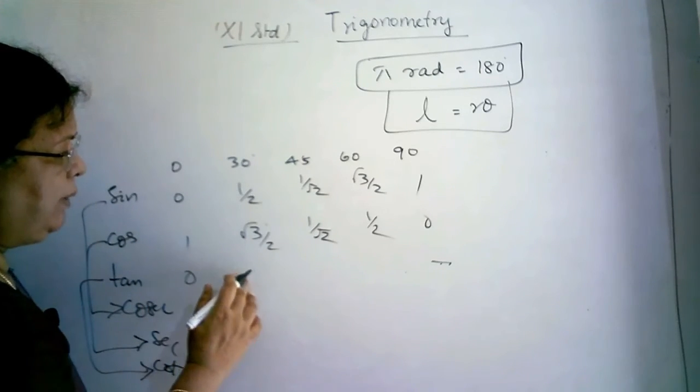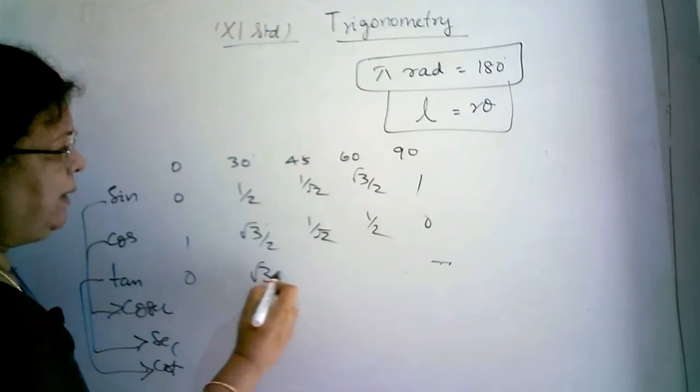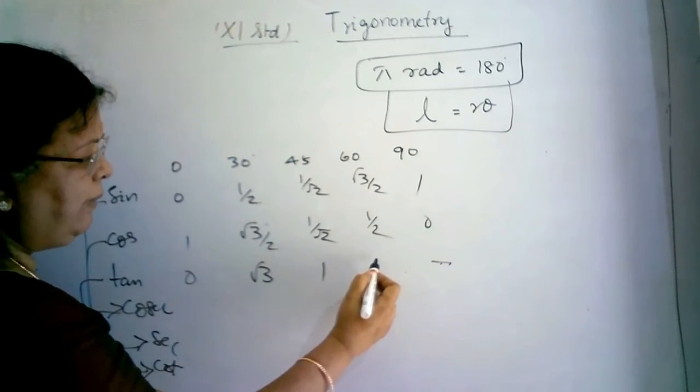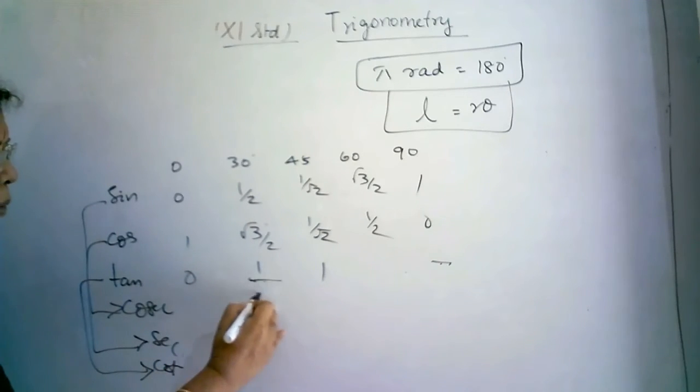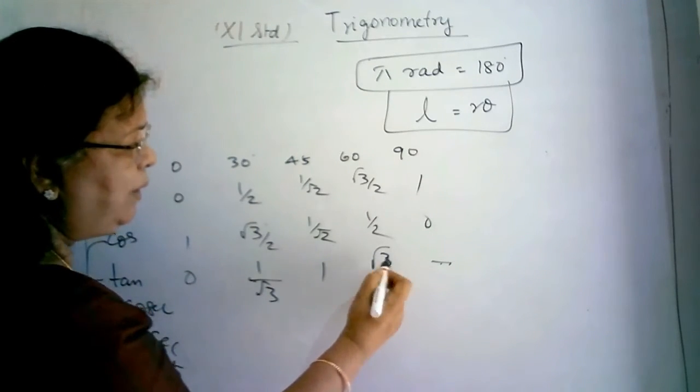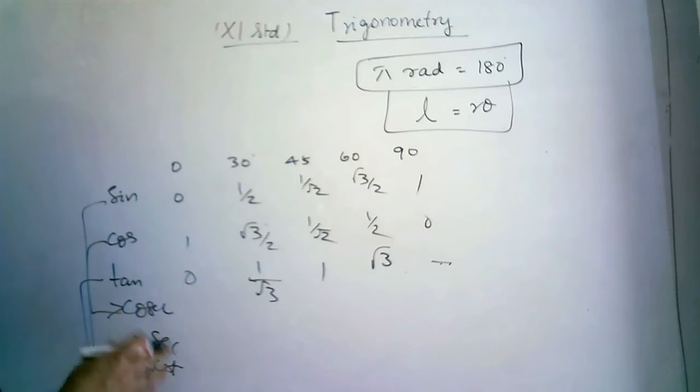ஸோ இதுக்கு வேல்யூ என்ன, √3, இதுக்கு வேல்யூ என்ன 1, இதுக்கு வேல்யூ ஆக்சுவலா டேர்ன் 30க்கு 1/√3, இதுக்கு டேர்ன் 60 √3. ஸோ இதை வச்சுட்டு நம்ம மீதி எல்லாமே டிஃபைன் பண்ணுறோம்.